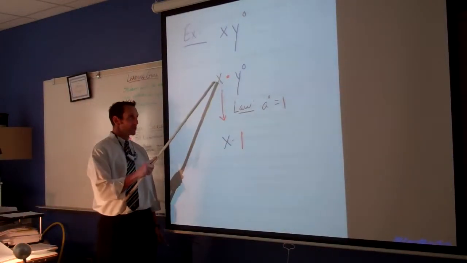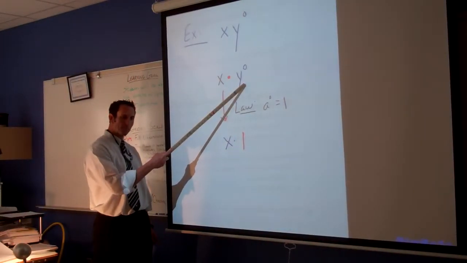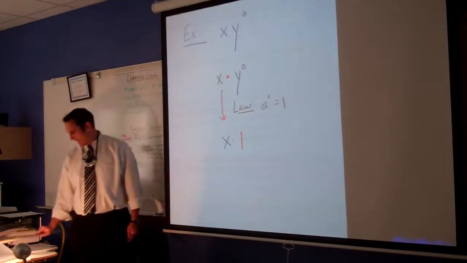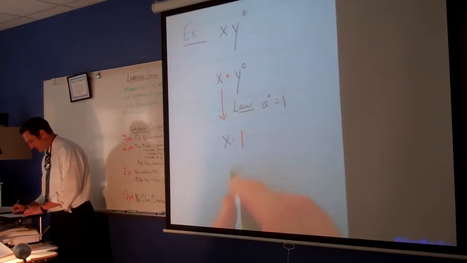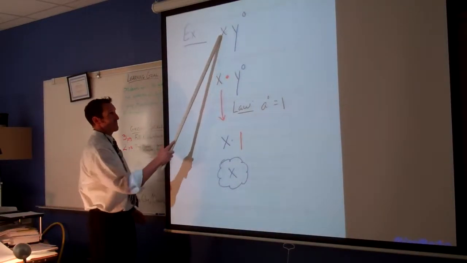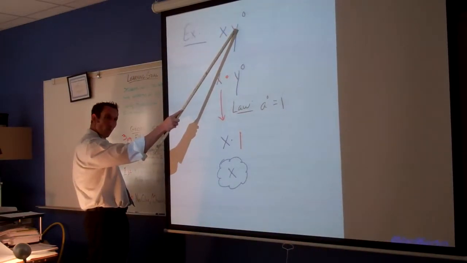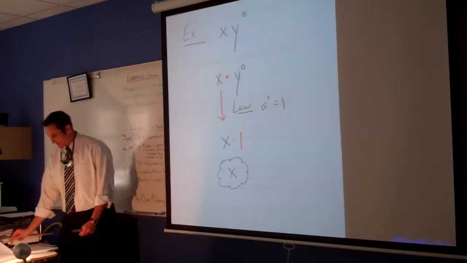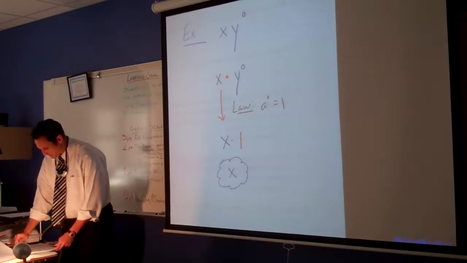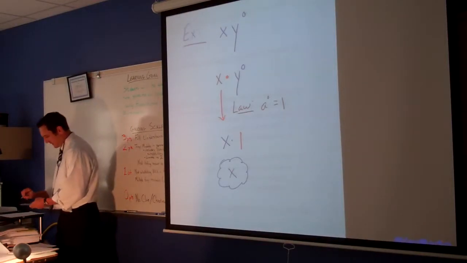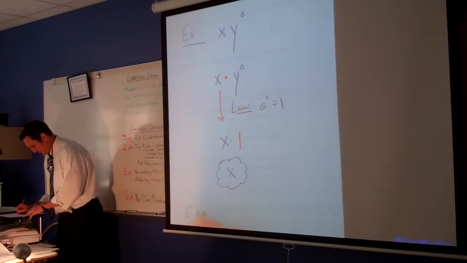Okay, so we're multiplying x times 1, because the law states that anything to the 0 power is 1. And x times 1, of course, is x. So when we simplify this expression, it turns out to only be x, because this is x times 1, which is x. All right, so we see how this law can get a little bit confusing. So let's see if I can stump you with another example. I'm going to write a crazy looking example. We're going to start with this.